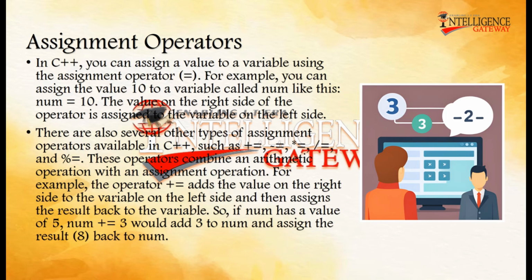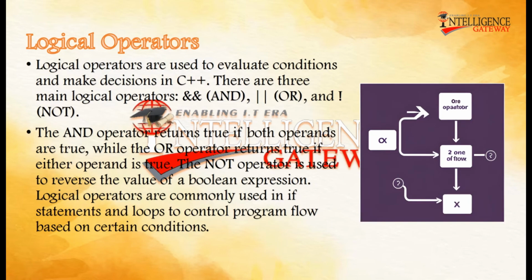For example, the operator plus equals adds the value on the right side to the variable on the left side and then assigns the result back to the variable. So, if num has a value of 5, num plus equals 3 would add 3 to num and assign the result 8 back to num.